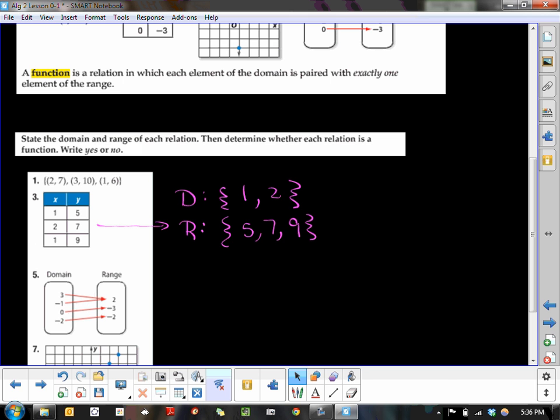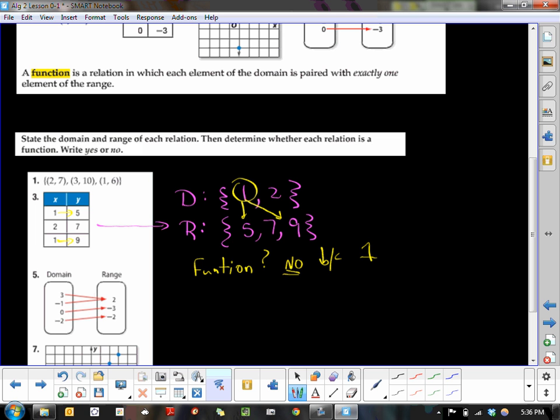Is it a function? Now we've got to determine whether it fits the definition of a function. Does every input get paired with exactly one output? And that answer is no. The 1 gets paired with a 5, and the 1 gets paired with a 9. So the 1 did not get paired with exactly one member of the range. Is this a function? No, it is not, because 1 is paired with 2 outputs. Or 1 has 2 members of the range.